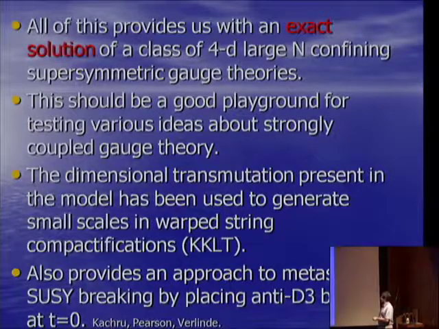So for one thing, it can be used as just some kind of model, perhaps a cousin of N equal 1 supersymmetric gluodynamics, because it has the same sort of rough features. But then it also has been used in model building. For example, in warped string compactifications, this long throat with warping has been used to generate small scales. And another interesting thing is that it also provides a setting to study metastable SUSY breaking, supersymmetry breaking. This is not something I'm going to go into, but if you place some stack of anti-D3 branes at the bottom of the conifold, it was shown by Kachru, Pearson, and Verlinde that this actually gives you a metastable state for some range of parameters.